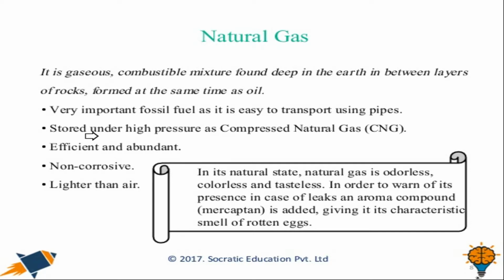This natural gas is a good fuel. It is odorless, colorless, and tasteless. So, in order to warn of its presence in case there is any accident related to natural gas, and it is odorless, an aroma compound called mercaptan is added, so that this compound gives it the characteristic smell of rotten eggs.